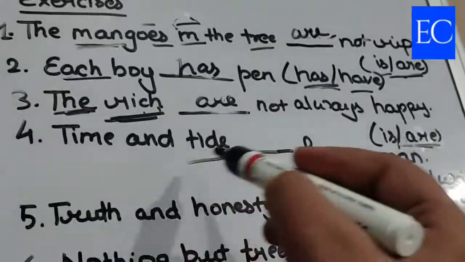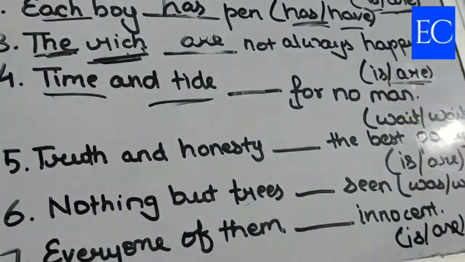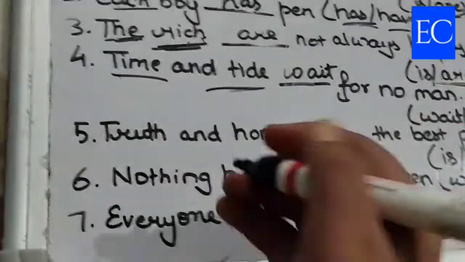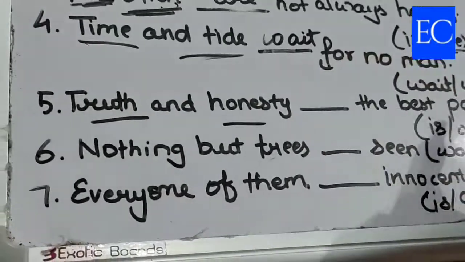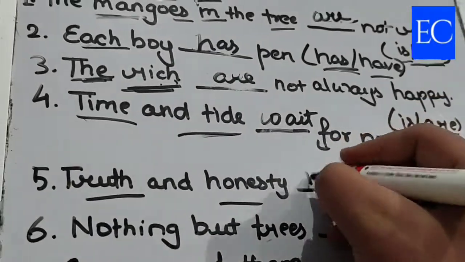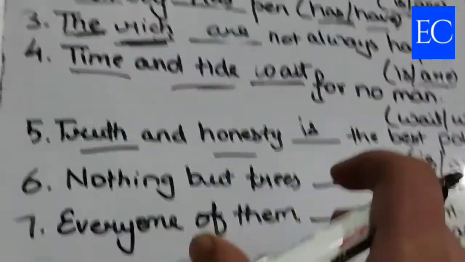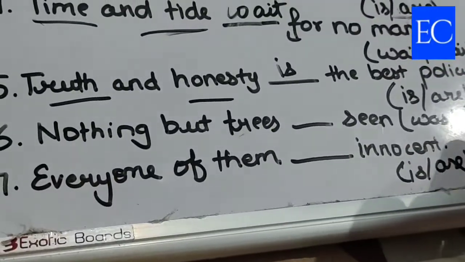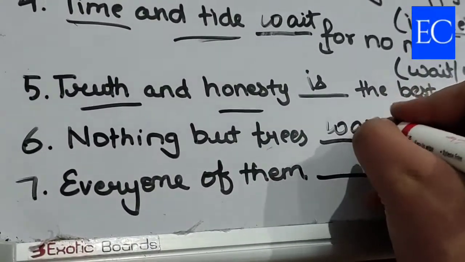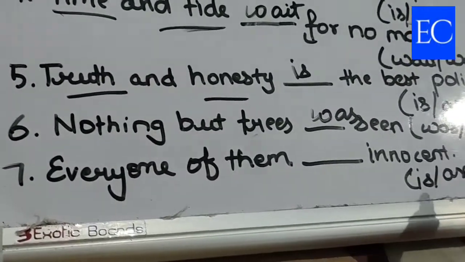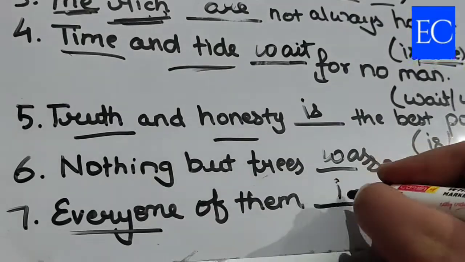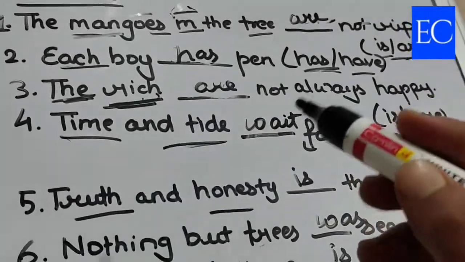Time and tide, we have recently discussed. They are totally different ideas. Different ideas take a plural verb, which will be "wait". "Wait" is the plural, "waits" is not the plural. "Truth and honesty dash the best policy." These are quite similar, truth and honesty. So a similar meaning takes a singular verb. So "is" will be the answer. "Nothing but trees dash seen." We have the options "was" or "were". "Nothing" always takes a singular verb. So this will be "was". "Every one of them dash innocent." We have the options "is" and "are". We already know that "everyone" always takes a singular verb, so it is "is". These were some exercises based on what we have studied till now.